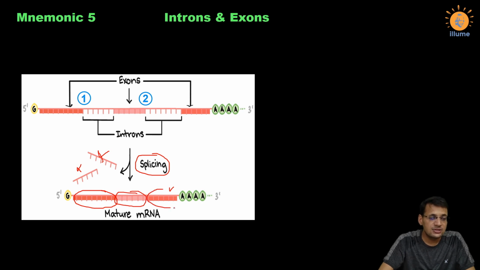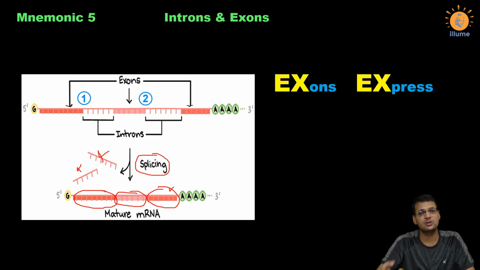So just to remember about exons and introns, just remember a simple phrase, exons express. EX for exons, EX for express. That means only exons are present in mature mRNA, introns are cut by splicing. Actually, we know the concept, but somehow we get confused whether we are removing the introns or the exons. So there is no need for confusion, just remember exons express.